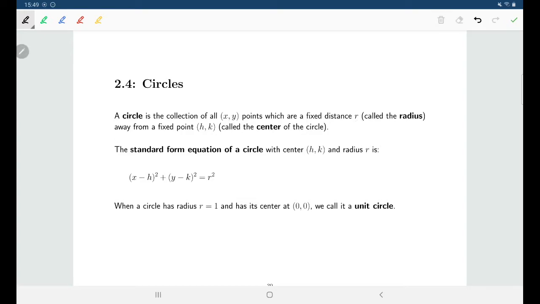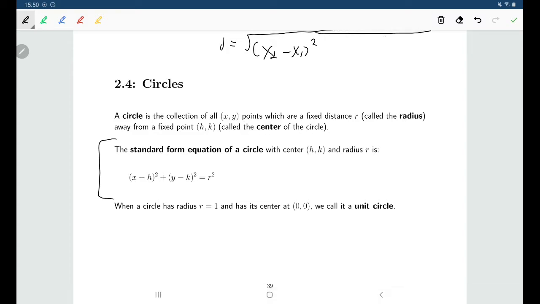We have a standard form for the equation of a circle, and this really comes back from our distance formula. If we're thinking about our distance formula, the distance was the square root of the difference between the x coordinates squared plus the difference between the y coordinates squared.